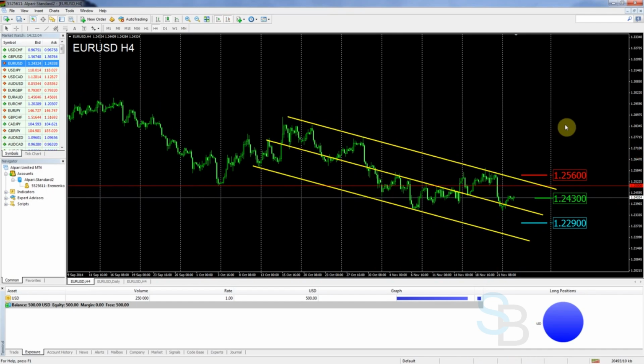So now that we've identified the direction of our trade, and where we want to set our take profit and stop loss, the last thing that we have to do is understand what volume we can assign to this trade.